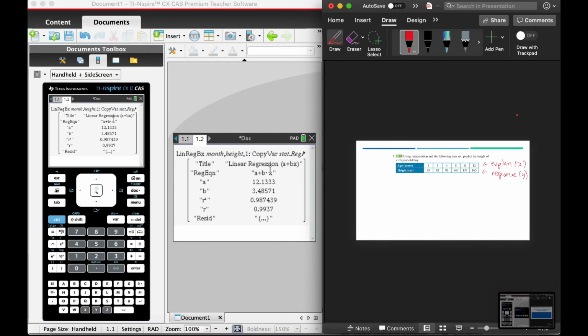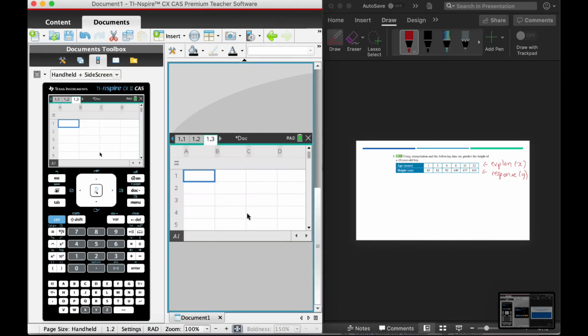Now I'll do the same thing where I need to add all the values into my Excel spreadsheet. So I'm going to click on the spreadsheet over here. This time this is going to be age, this is height, but I think I've done height already.